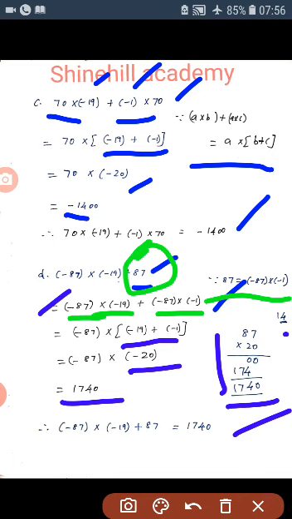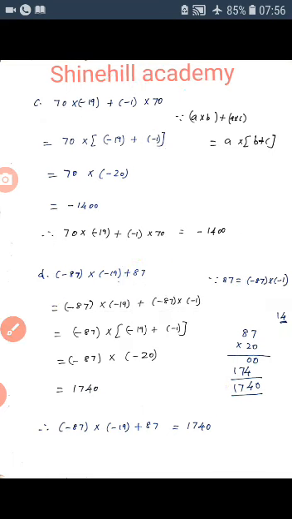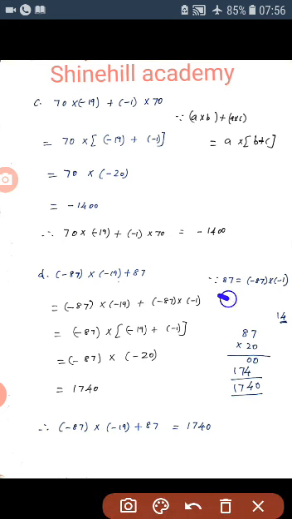Okay students, any doubt? This step is the only confusion. 87 changes to one, then minus 87 into minus 1. This part then adds one. That is a product, you can change this value. So minus 87 into minus 1 is also 87.